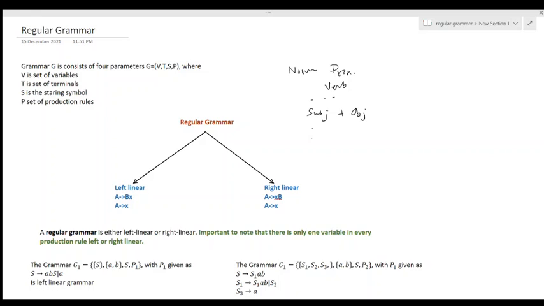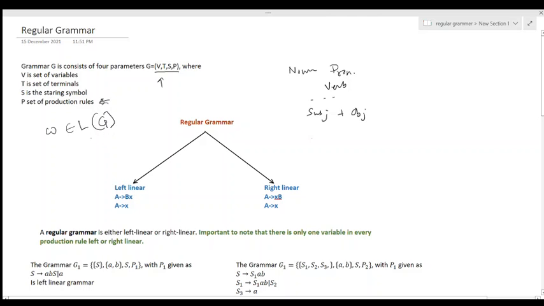In this particular topic, we mainly focus on a very simple structure of rules. We usually call it regular grammar. First of all, we will see that a regular grammar consists of 4 parameters. V stands for the set of variables, T stands for the set of terminals, S stands for the start symbol, and P stands for the set of production rules. These rules guide us on whether a particular string belongs to the language of this grammar.